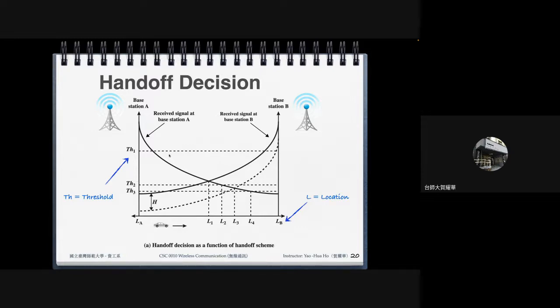If you take a look, as I move from location A to location B, from base station A toward base station B, the red line is the signal strength from base station A. The signal strength gets weaker and weaker as you move farther away from base station A. But if you're moving toward base station B, closer and closer, the signal strength gets stronger and stronger for base station B. So now we're going to decide when I want to hand off from base station A to base station B, or when I want to hand off from base station B back to base station A.